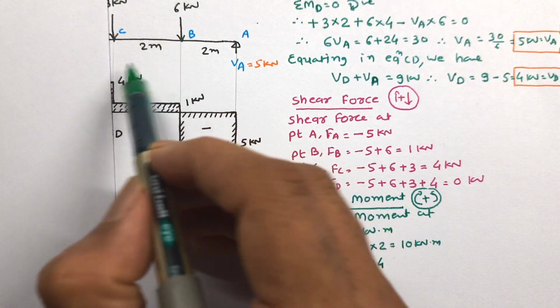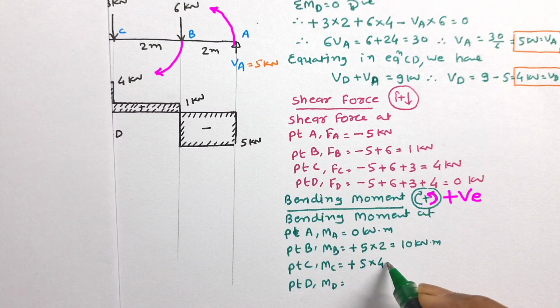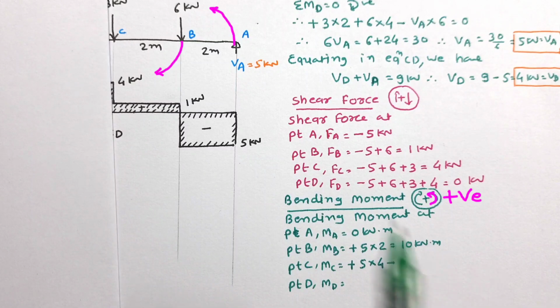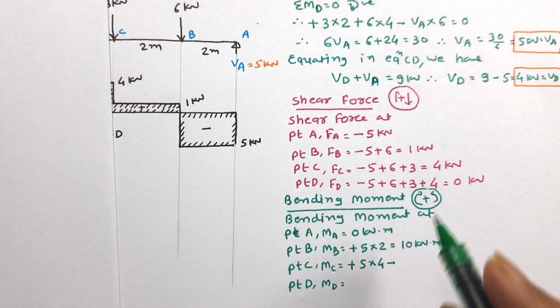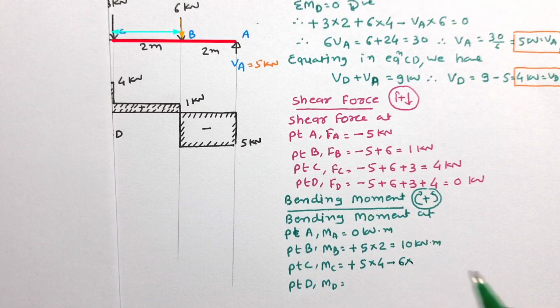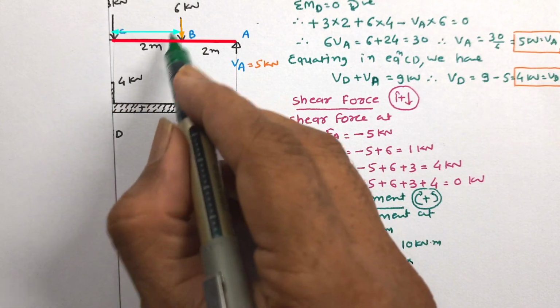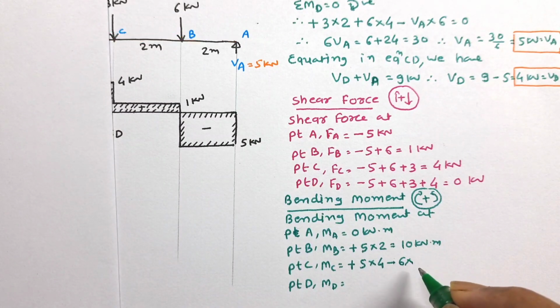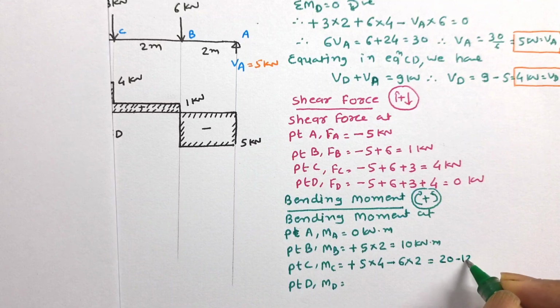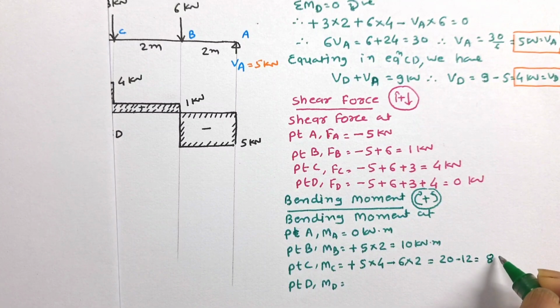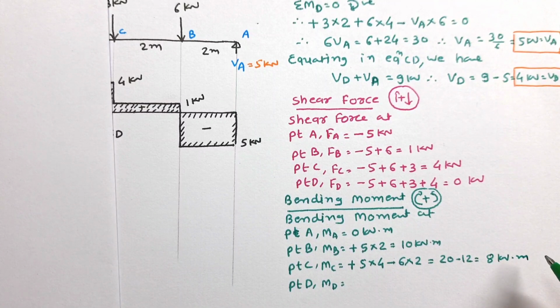Moment due to 6 is in clockwise direction. So it will be negative according to sign convention. Force is 6 and distance from C point of 6 kilonewton load, that is 2. So that is 8 kilonewton into meter.